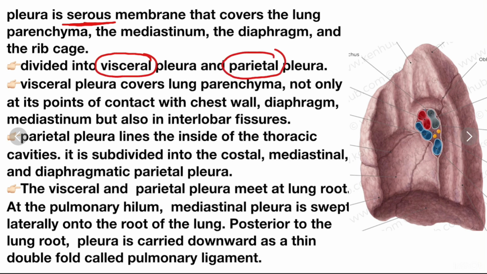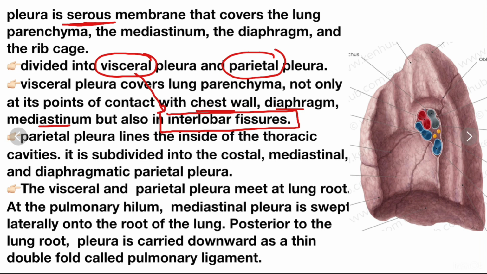Visceral pleura covers lung parenchyma not only at its point of contact with chest wall, diaphragm, and mediastinum, but also in interlobar fissures. So, visceral pleura covers the lung in interlobar fissures also. Then parietal pleura lines the inside of the thoracic cavities. It is subdivided into costal along the ribs, mediastinal along the mediastinum, and the diaphragmatic parietal pleura.